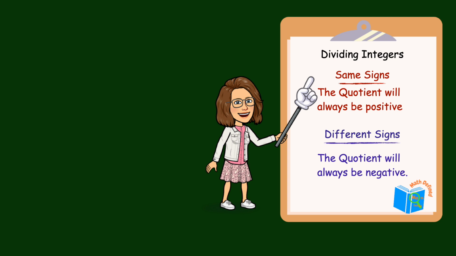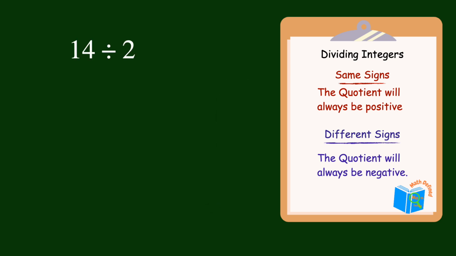Our first example is 14 divided by 2. Both of these numbers are positive, so we're dividing two integers with the same sign. That means the quotient will be positive. And what's 14 divided by 2? That's right, it's 7. So 14 divided by 2 equals positive 7.